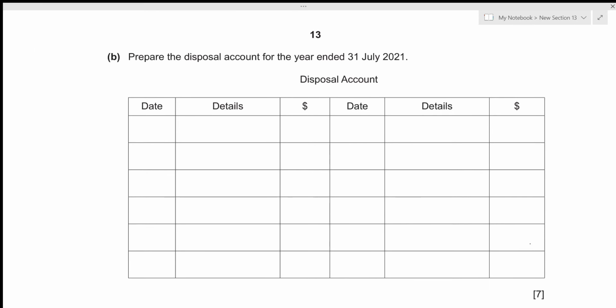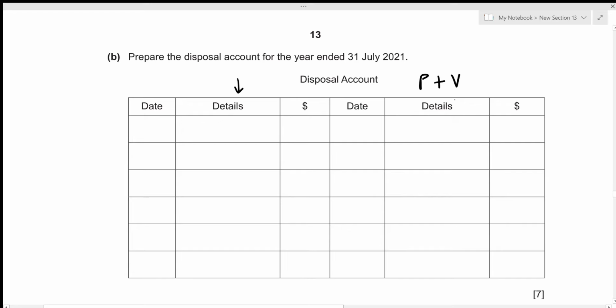For the second part, we need to prepare the disposal account for the year ended 31st July 2021. So for disposal account, we always record the original cost of the disposed assets on the debit side. Then we record the values that we got for the disposal. So we record the provision for depreciation plus the value that we got in exchange of the sales made of the already existing assets, right?